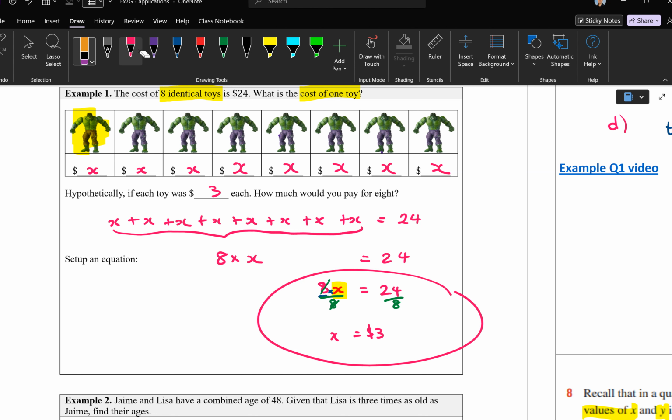I'm not interested in the answer. Most of you already probably figured out it was $3 each. But I'm interested in the method. How did you get there?